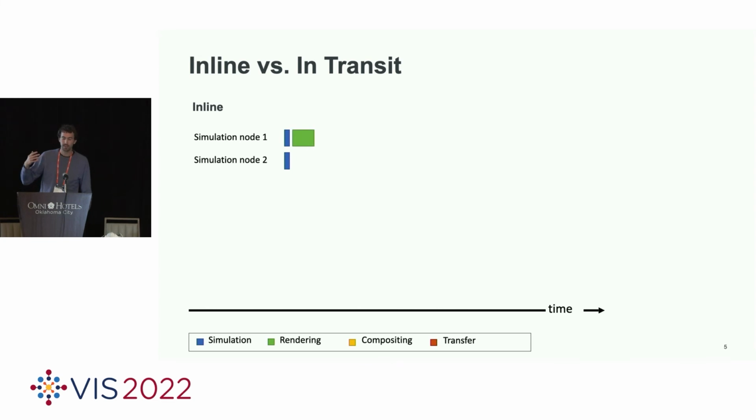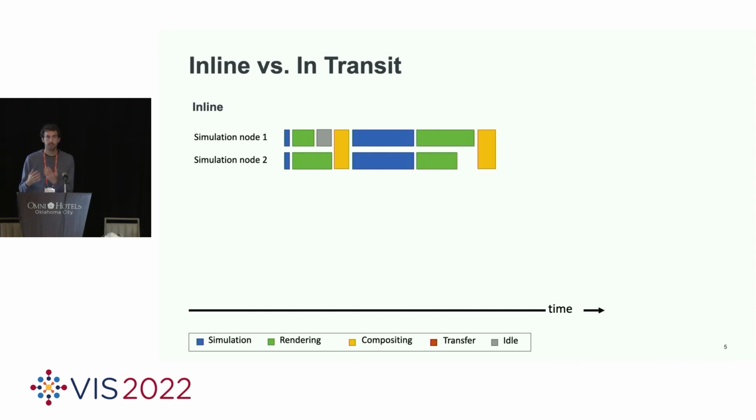Unfortunately, both approaches exhibit various types of inefficiencies. For example, inline is susceptible to issues when costs of visualization are heterogeneous. This means that it takes various amounts of time to render images from different data partitions.